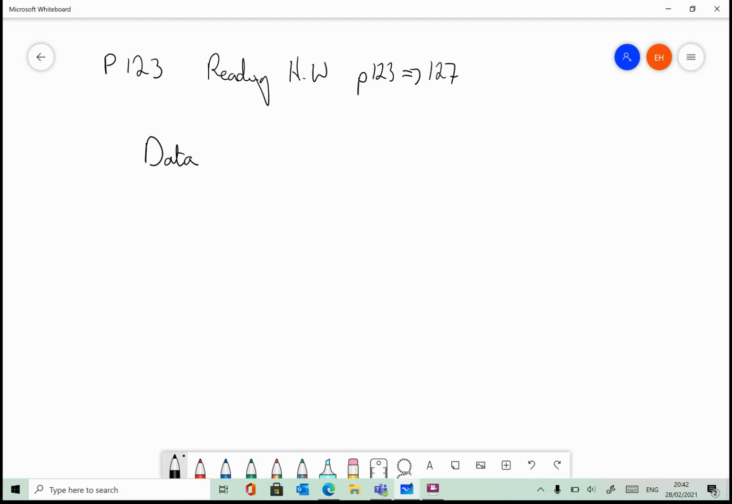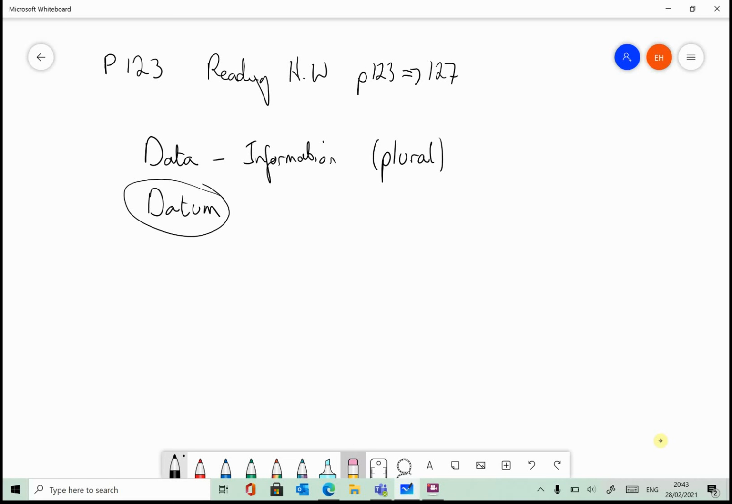So data is information, and data is actually a plural. The singular of data would be datum. So you can have one datum and you can have six data. That's a weird word that no one ever uses. Most people would talk about having one piece of data. They would never say we have one piece of datum, or one datum.